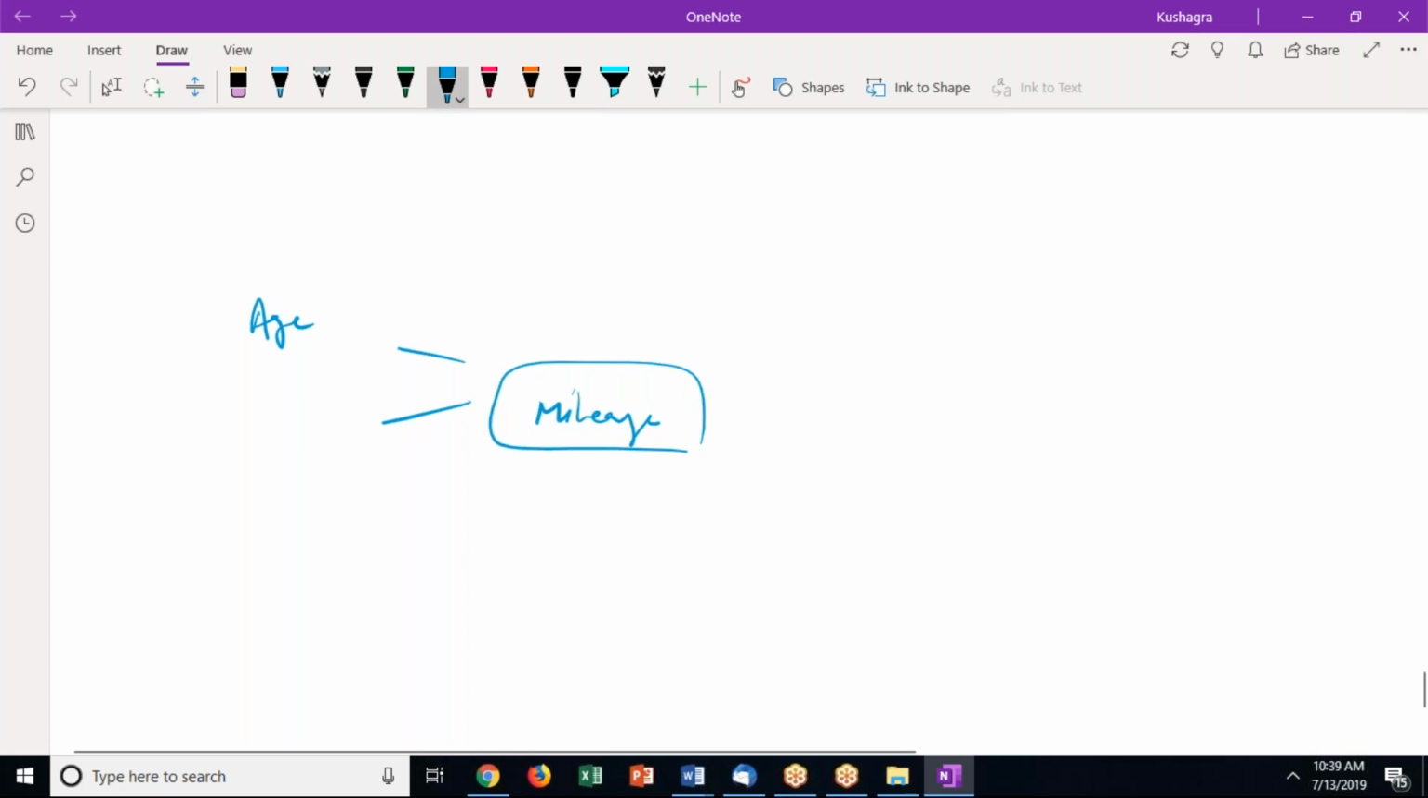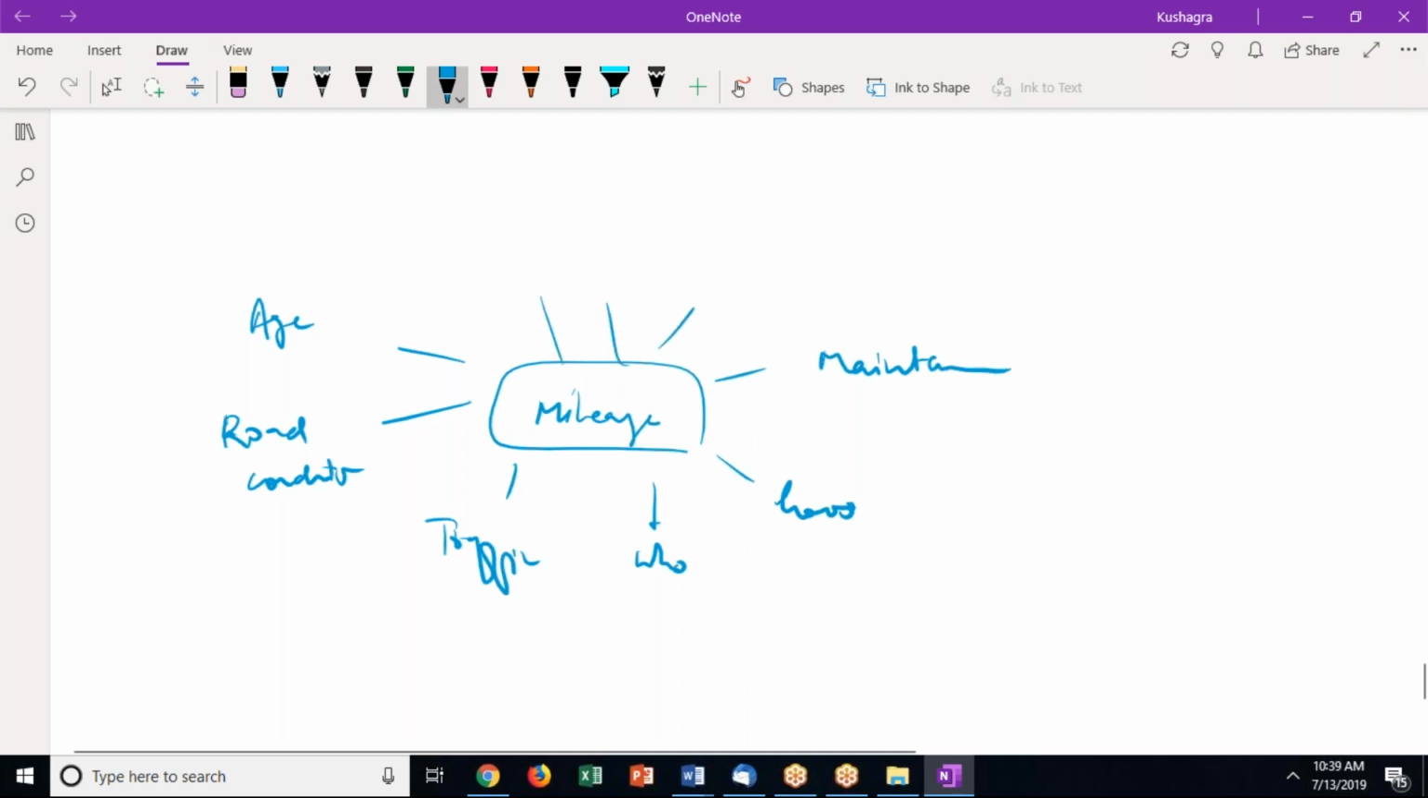Age of the car is just one variable, right? What kind of road is it driving on, right? So road conditions, traffic conditions, right? Who is driving it? How many kilometers the car has been driven? How regularly has it been maintained, right? The maintenance of the car and so on and so forth. You can keep adding lots and lots of variables, right?